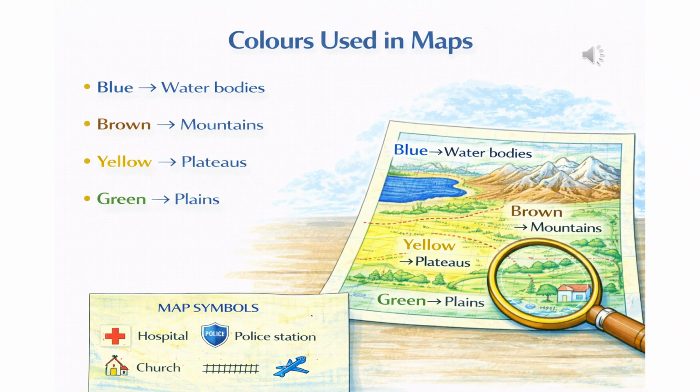Maps use different colors to show different features. Blue shows water bodies. Brown shows mountains. Yellow shows plateaus. Green shows plains. Colors help us identify features quickly.